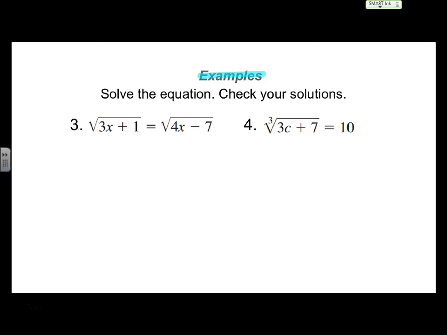Yeah, you need to square it. So we need to go ahead and say, you know what? There's actually nothing to move. It's time to square right away. And what's going to happen with those radicals? Yeah, it's square. So it's going to be 3x plus 1 equals 4x minus 7. And now we're going to solve our equation.